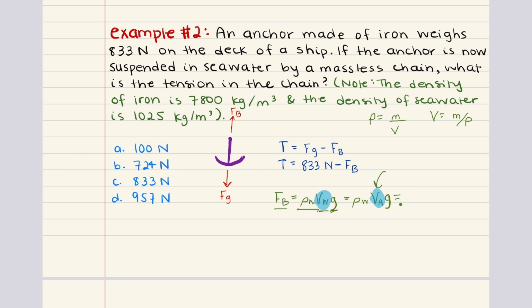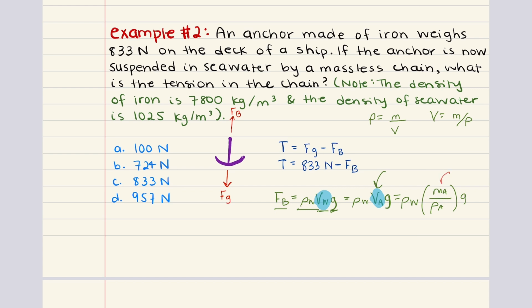So we are going to replace this volume of the anchor term with mass of the anchor divided by density of the anchor. And what we get now is that the buoyant force is equal to the density of seawater multiplied by the mass of the anchor divided by the density of the anchor multiplied by the acceleration due to gravity. Now, we also don't know the mass of the anchor.